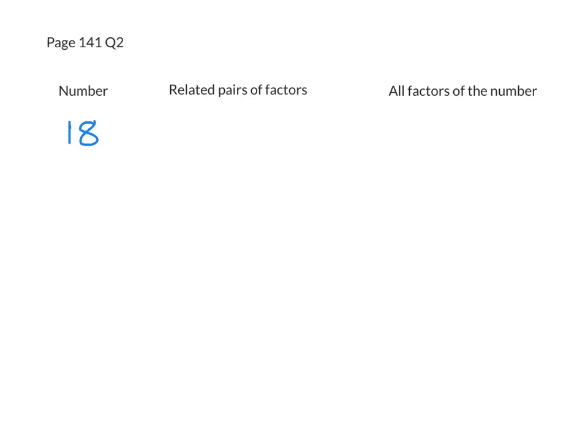Hello 5th class, this is page 141 question 2, just to show you how to work these out. Okay, so my number is 18, I want related pairs of factors. So that's what numbers multiplied together give me 18.